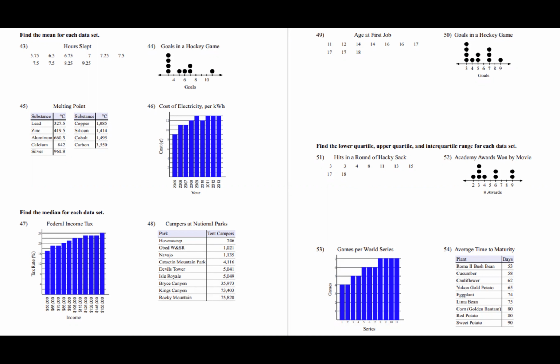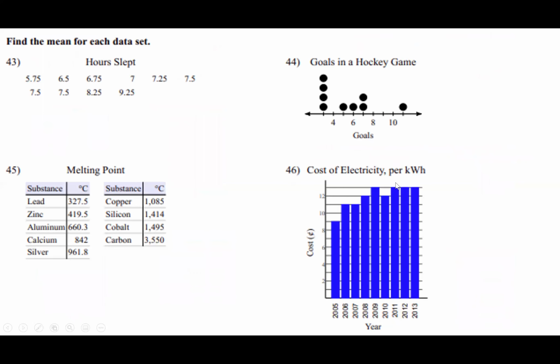For our first review, I'm gonna be looking at questions 43 through 54. Okay, so from our notes, questions 43 through 54. Let's take a look at the first four questions, 43 through 46. So let's take a look at those. So I'm just looking at the mean.